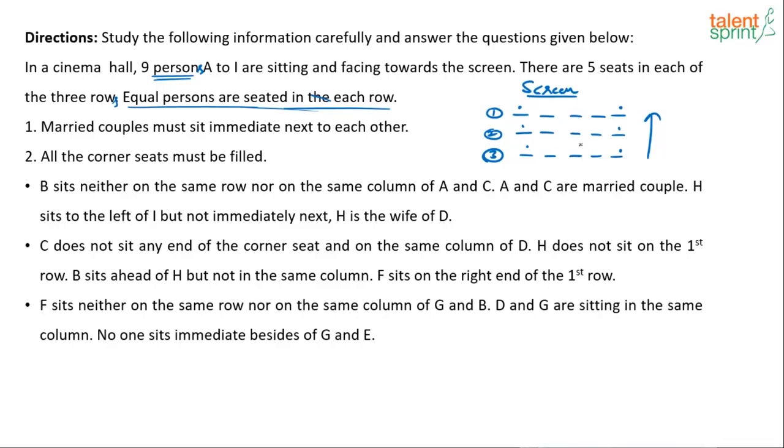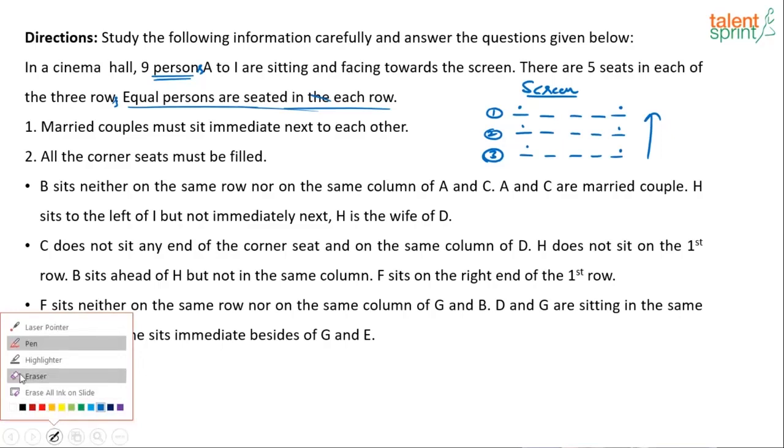Out of the remaining 9 seats, 3 seats have to be filled. We have to figure out which 3 of these 9 seats are filled. But the corner seats must definitely be filled. And then clues have been given to us. B sits neither on the same row nor in the same column of A and C, and so on. So let's do one thing. I think we can try solving it here itself. Let me just redo the stuff here so that we can put the names.